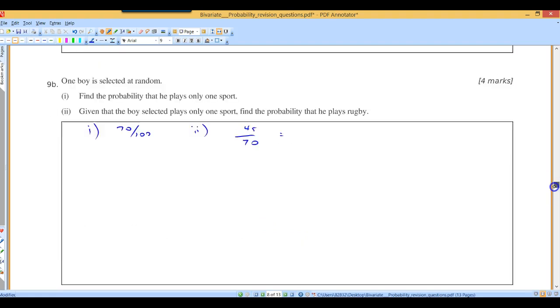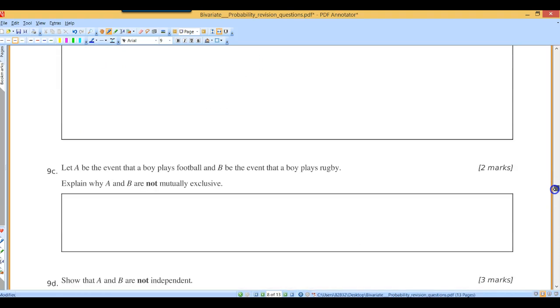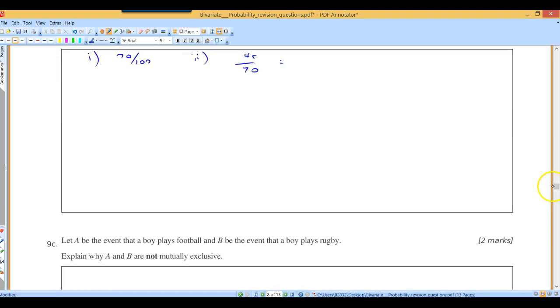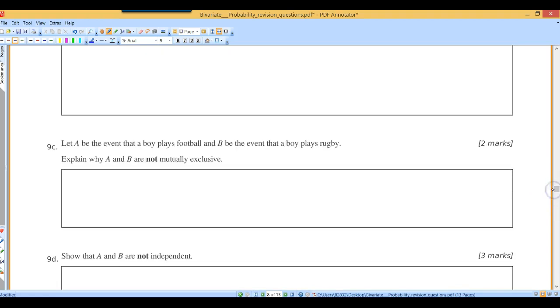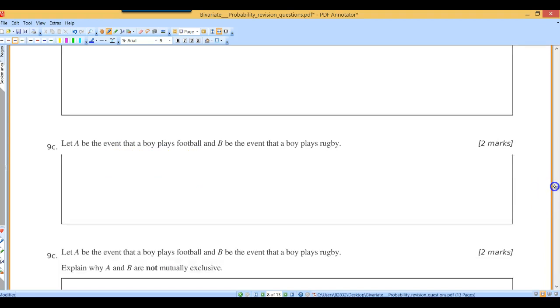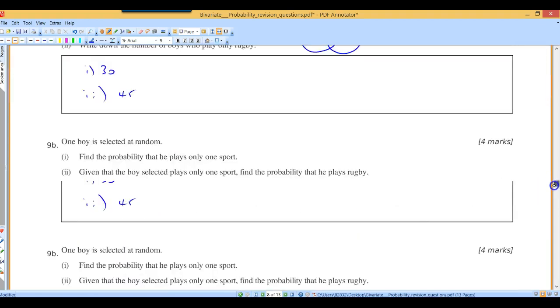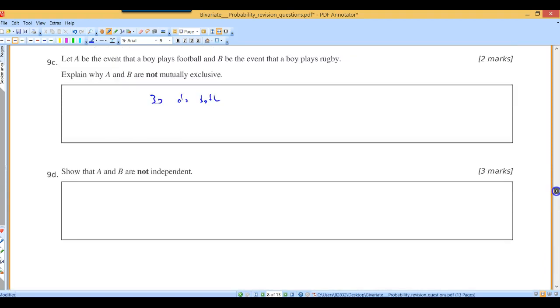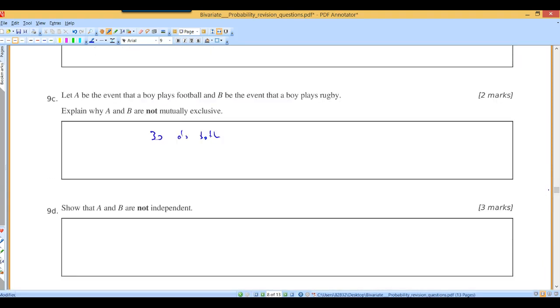And then I wanted to get down here, 9C. Explain why A and B are not mutually exclusive. Now remember, if they're mutually exclusive, there's no intersection. So you can just explain here that because there are 30 that do both, they can't be mutually exclusive. So 30 do both, although you'll be more eloquent, etc. I'm just rushing through. Show they're not independent.